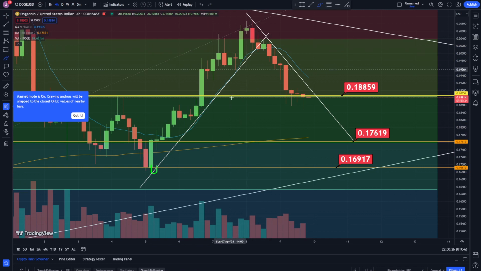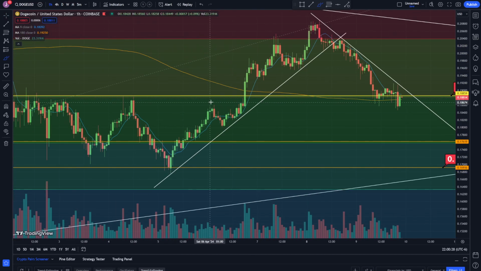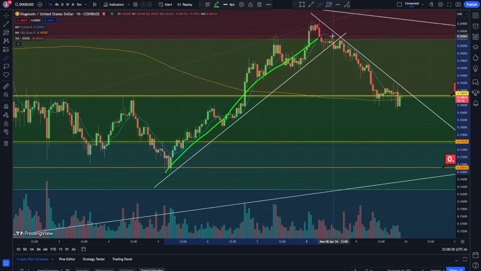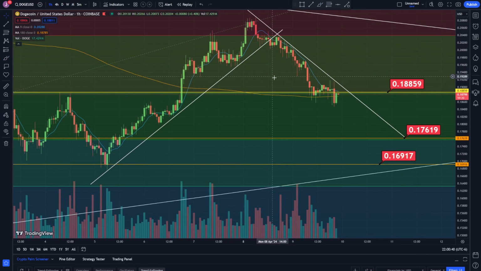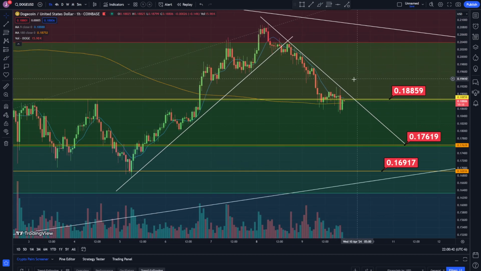I was actually on the 1 hour time frame. I'm on the 4 hour right now. But I was watching this uptrend. We broke that to the downside, and ever since then we've been getting resistance pushing us down, and we came down, hit my first target at 18859, the 38% level of the Fibonacci retracement chart.